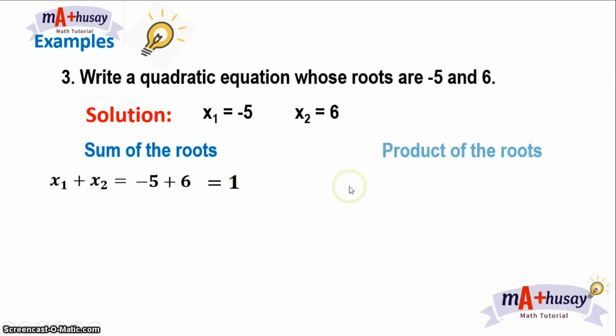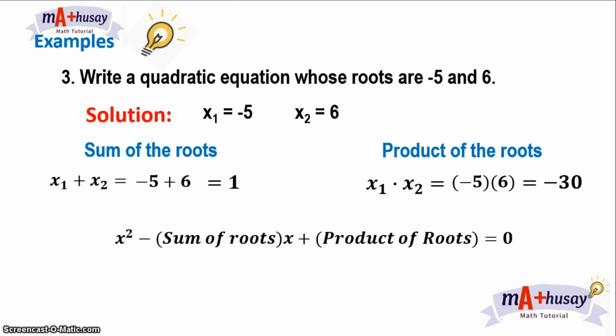On the other hand, the product of the roots can be taken by multiplying these two roots. -5 times +6 is -30. So, the product of the roots is -30. So, in this case, dahil gusto nating kunin ang quadratic equation given ang dalawang roots, so we know that x squared minus the sum of the roots x plus the product of the roots is equal to 0.